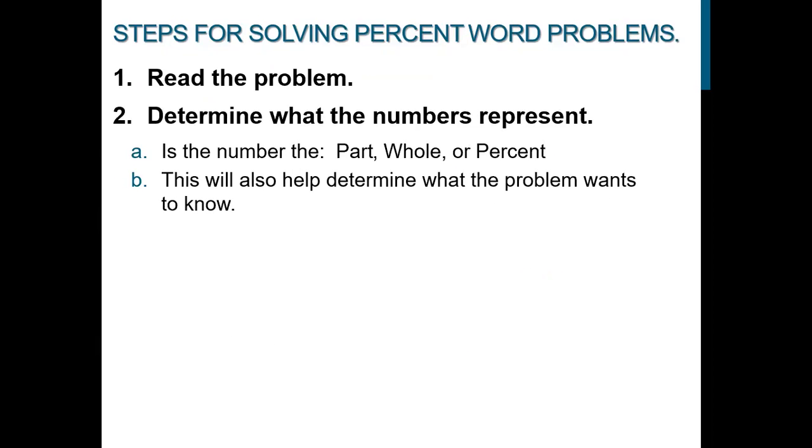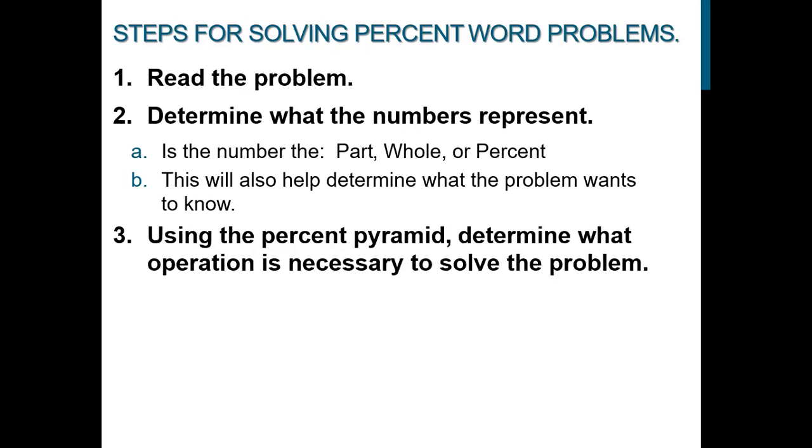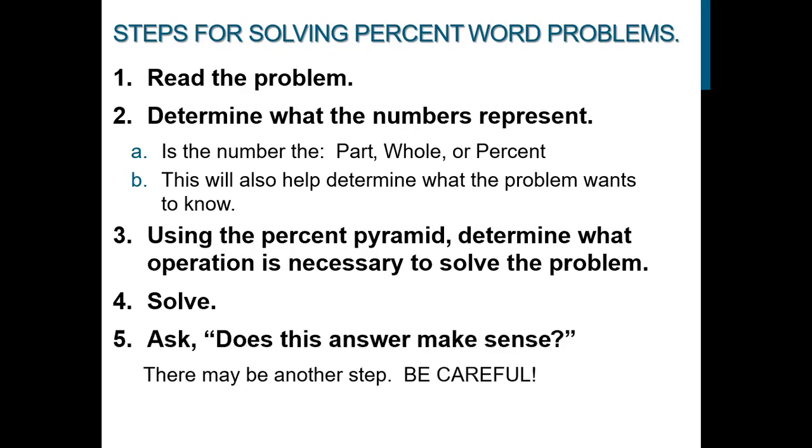So some steps for solving word problems. Number one, obviously, is read the problem and read it twice. Number two, determine what the numbers represent. Is the number the part, the whole, or the percent? And this will also help you know what the question is trying to ask you. Using the percent pyramid, determine what operation is necessary to solve the problem. Then you solve it. And then always ask yourself, not just with percent problems, but always ask yourself, does my answer make sense? Because there may be another step, so be careful. I'm going to show you an example of that in just a second.